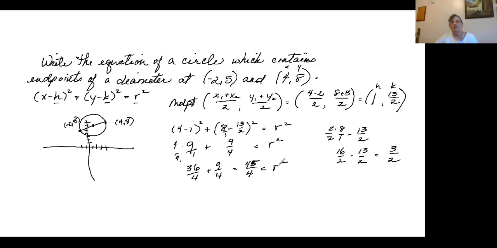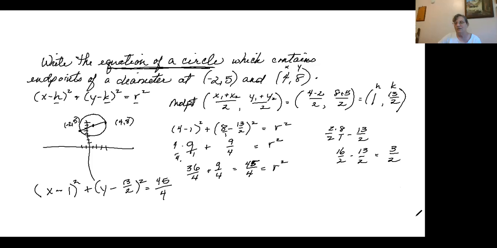I don't have to worry about the radius because it didn't actually ask for the radius. It asked for the equation of the circle. Make sure you understand what you're looking for, and if you have to go back and check while you're at it, fine. So the equation of the circle is going to be x minus h, which was 1, squared plus y minus k, which was 13 halves, squared equals 45 over 4. And that's about as hard a problem as you're going to get on these, typically.